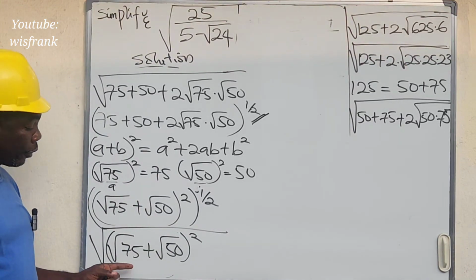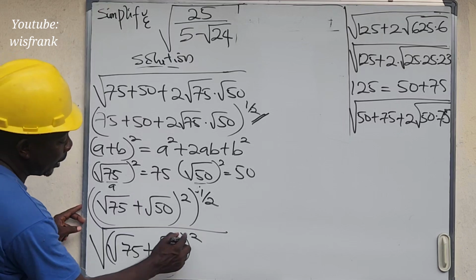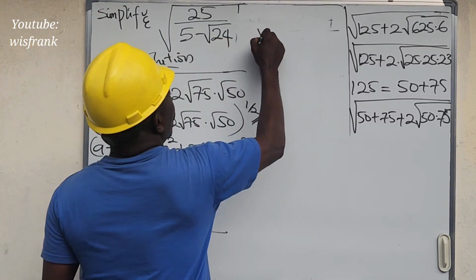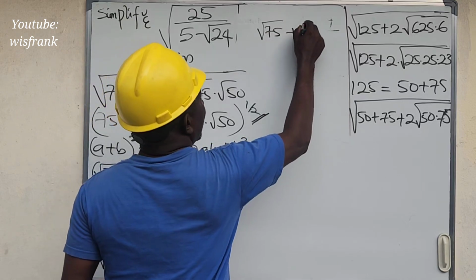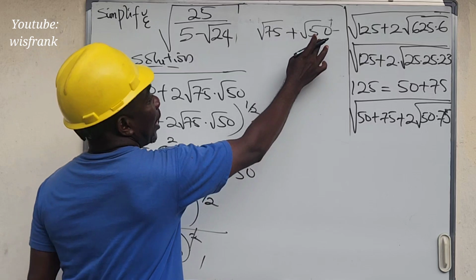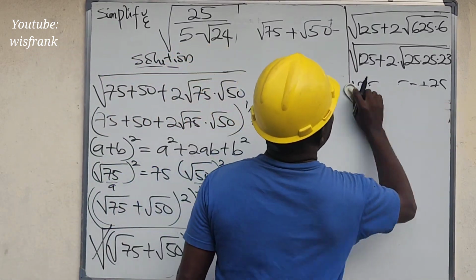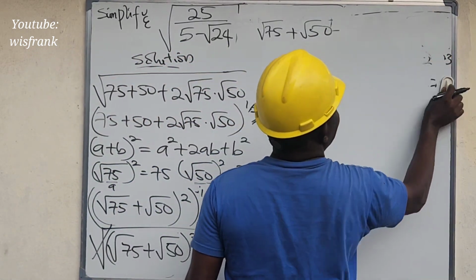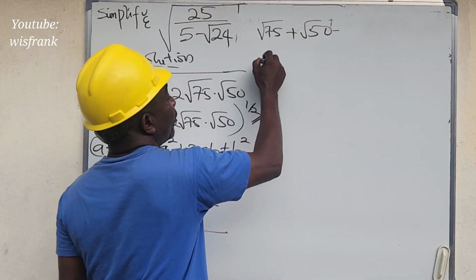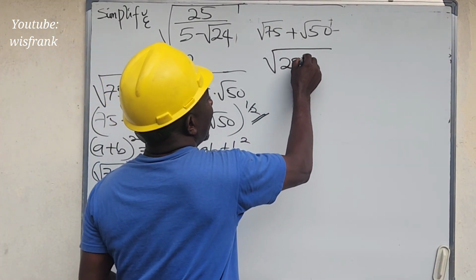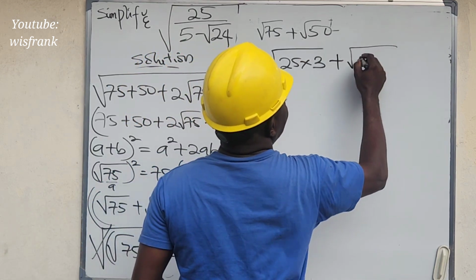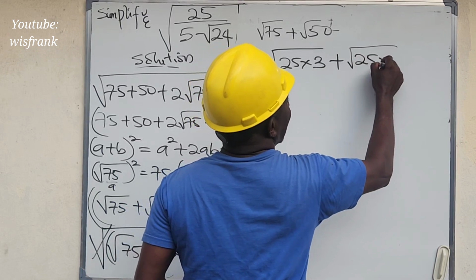So we can still go ahead and further simplify it. When we expand this, the 2 will cancel the square root. We are now left with square root of 75 plus square root of 50, because this has cancelled out the square root. So this is our simplified form of that answer. So now what we are going to do is further simplify this. We all know that square root of 75 is the same thing as square root of 25 times 3.